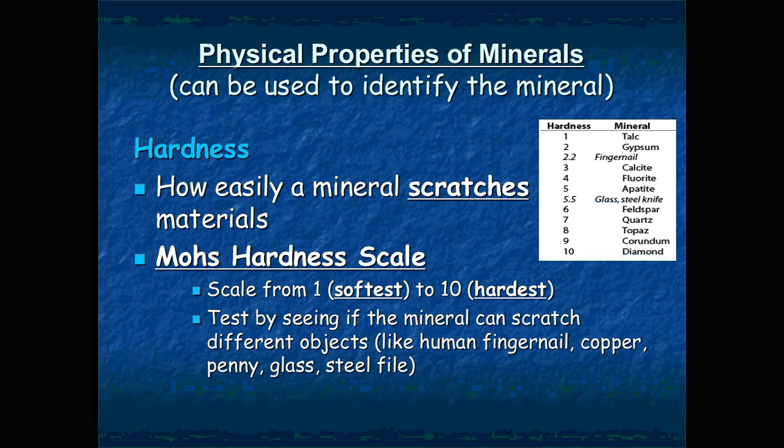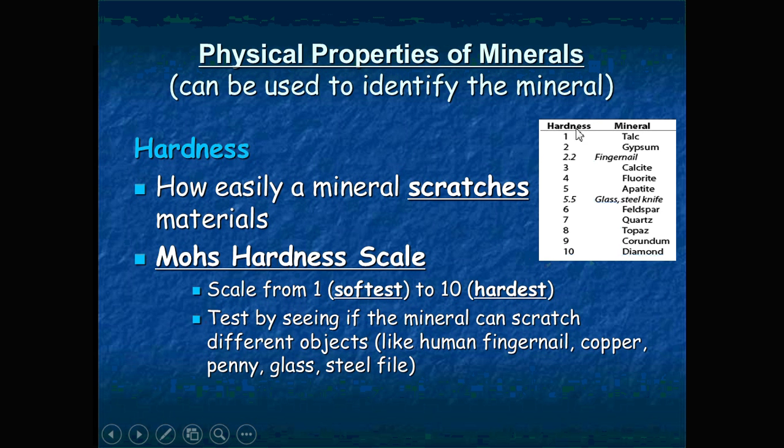Another physical property of minerals is hardness. This describes how easily a mineral can scratch other materials. We use the Mohs hardness scale, and the scale ranges from 1 to 10, 1 being the softest and 10 being the hardest. Materials that can be used to scratch these minerals can be a human fingernail, copper penny, glass, or steel file.